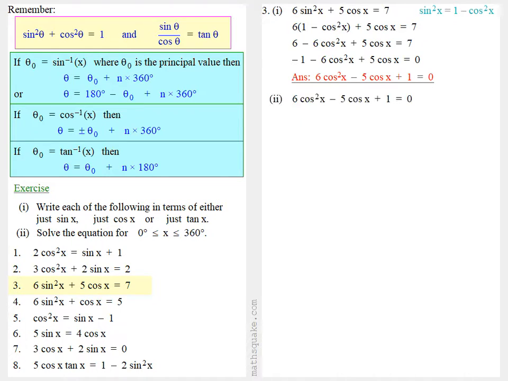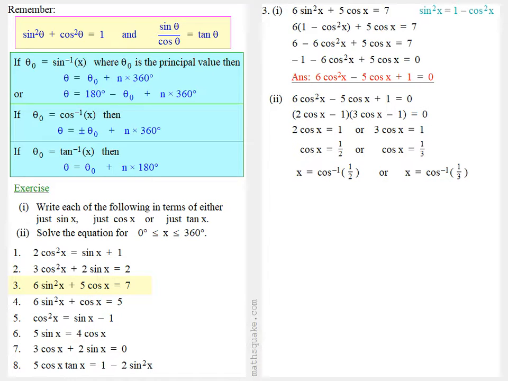We have 6 cos squared x minus 5 cos x plus 1 equals 0, and that's a quadratic equation in cos x. So we can factorise, and that gives 2 cos x minus 1 into 3 cos x minus 1 equals 0. Now if two things multiply to make 0, one of them must be 0. So 2 cos x equals 1, or 3 cos x equals 1, which means cos x is equal to a half, or cos x is equal to a third.